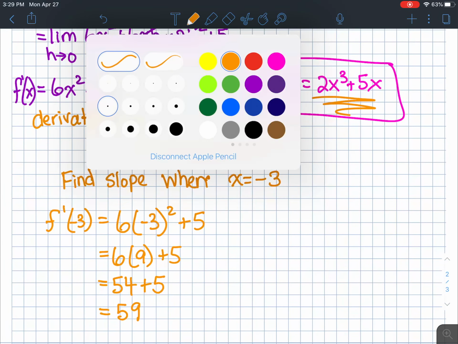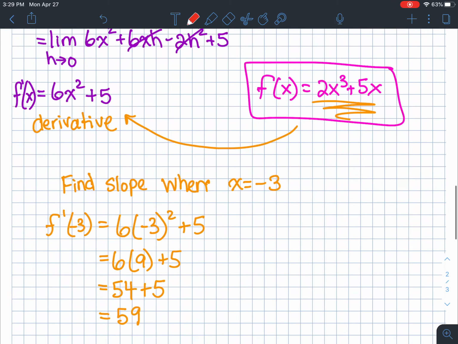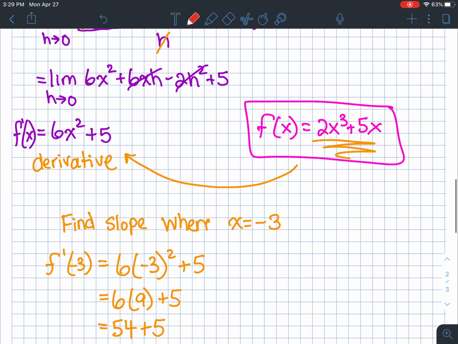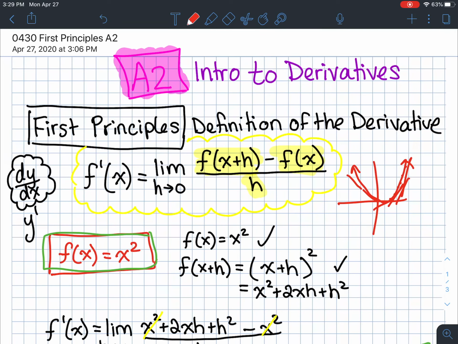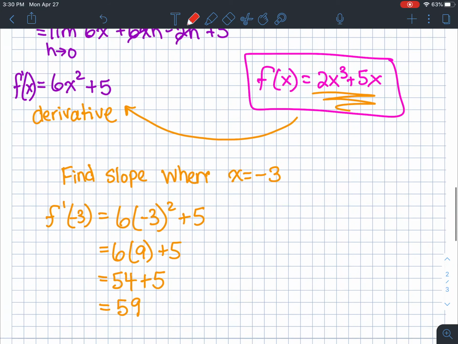So I guess the main concepts of this are that we want to be able to find the slope of the tangent to any curve, and we do that by using first principles to get the derivative. I'm trying to think of anything else I want to tell you guys. Sorry, I should have figured that out. I guess just one more thing about notation.